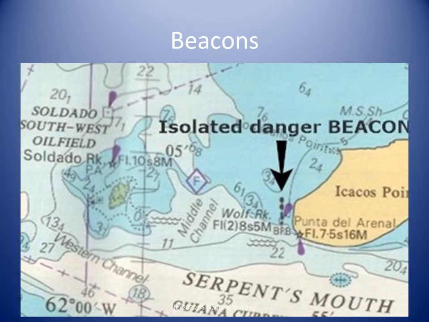Beacons are based on piles driven into the seabed. Beacons are shown on charts upright and the letters and numbers used to describe the colors and characteristics of the beacon are also upright. The charted position of the beacon is the small circle at the bottom of the symbol.